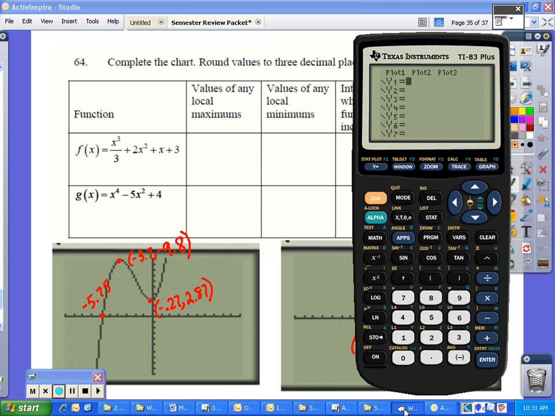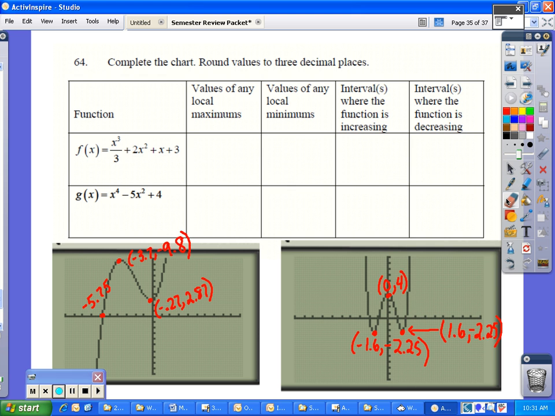Also, if you want to find these points that I already have labeled, once you put in the function, you're going to hit your second trace and do your min-max function. So that's how I got all of these points that you see up on the graph. So let's talk about what all of these points mean. I'm going to get rid of the 0 because we really don't need that for this problem.